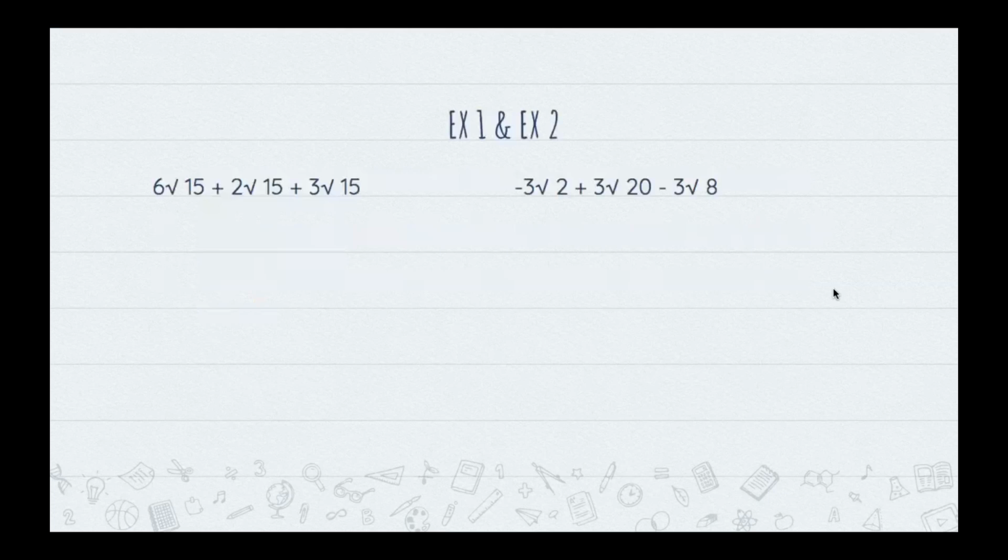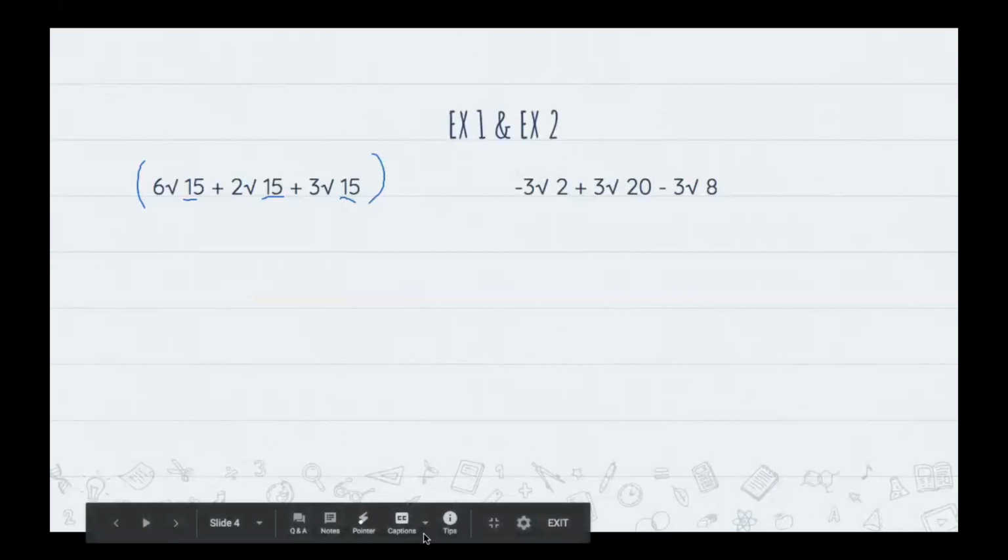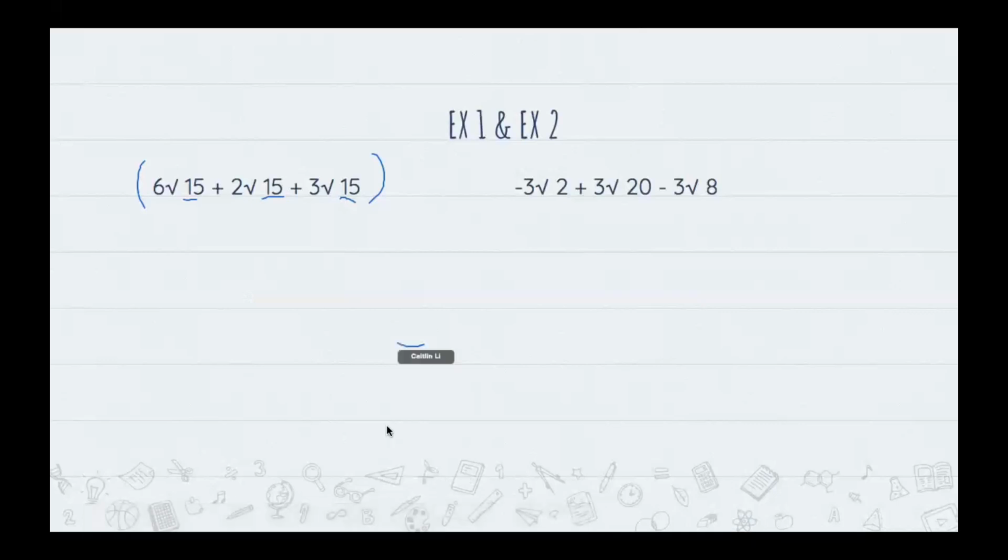So these are our two examples. If you've noticed, for our first example here, our numbers in the radicand are the same. So we just need to write this radicand once. But we also have to add our outside numbers, all of them. So this will be a pretty simple problem.